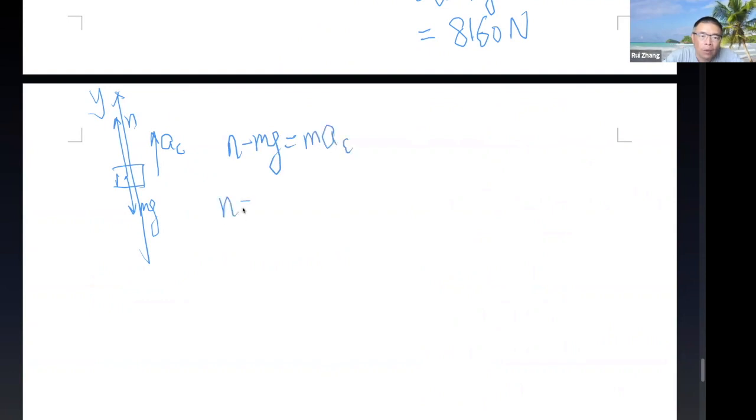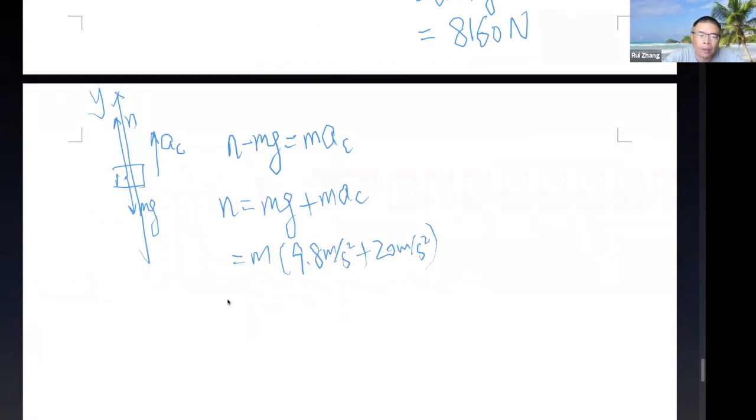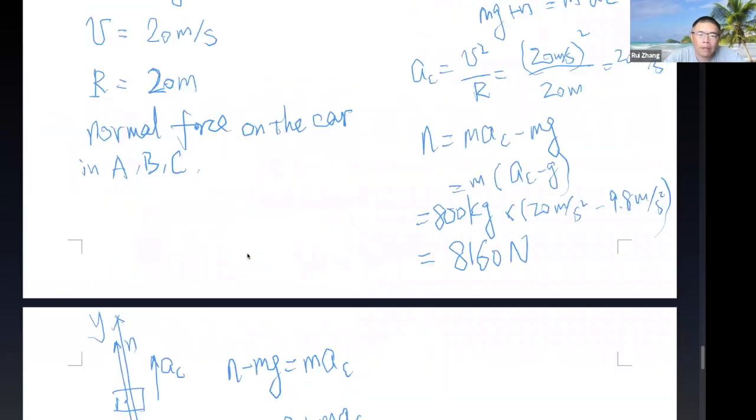So N equals mg plus mac, okay? So you factor out m, and you have 9.8 meters per second squared plus 20 meters per second squared. M is 800 kilograms. So together you get 23,840 Newtons. Okay, that's the B. Now what about C?